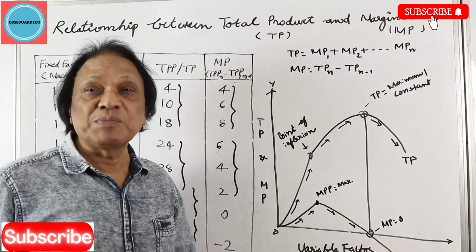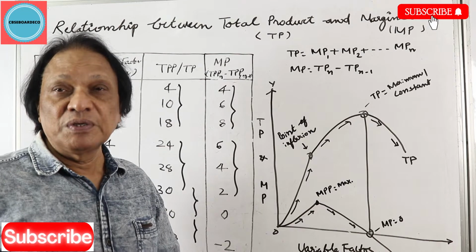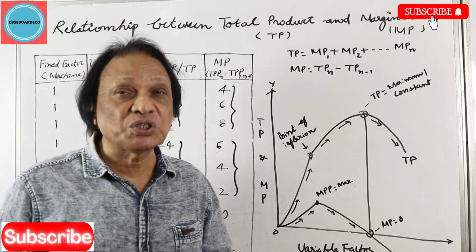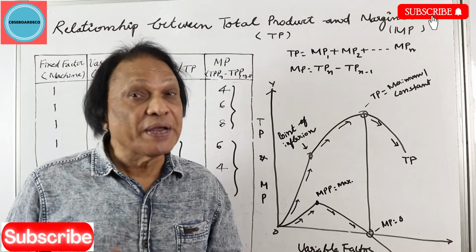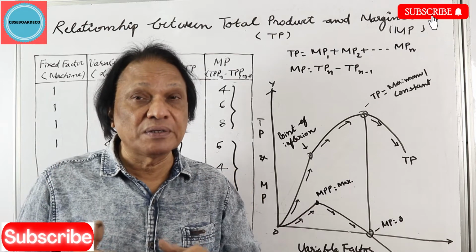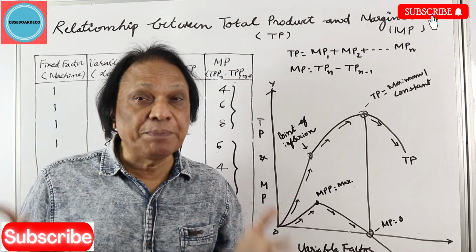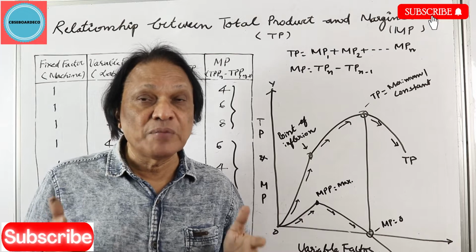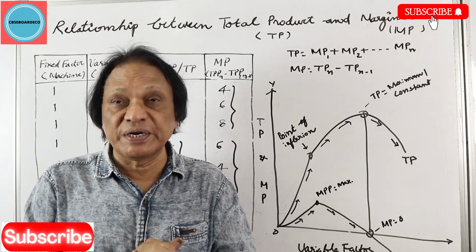Welcome again to CBSE Board Economics. We carry on today with the production chapter. We have already learned TP, total product, average product, marginal product.